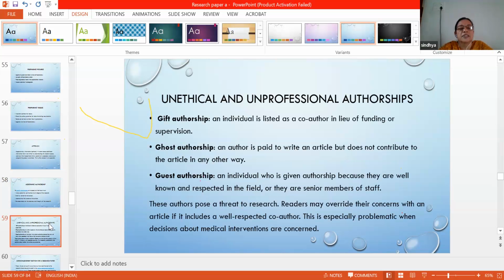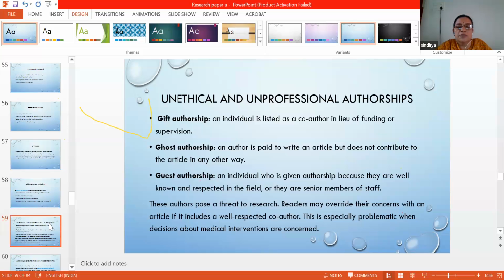And one such authorship is gift authorship. In certain cases, an individual is listed as a co-author in lieu of funding or supervision. So that is a gift authorship. For example, your mentor is listed as a gift author. He is not directly involved in the research process, not involved at any stage of it. It is not an ethical authorship of the paper. So try to avoid that kind of involvement in the published work. So gift authorship, try to avoid.